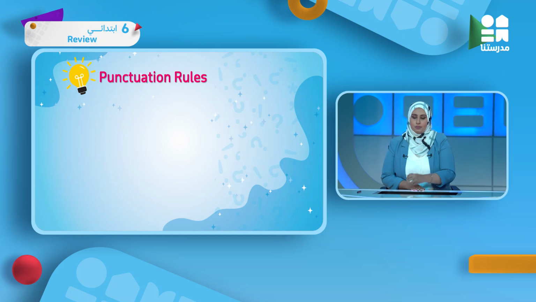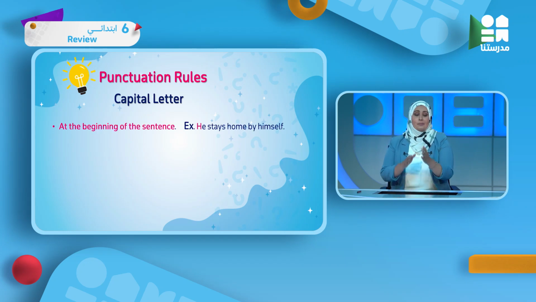Let's revise them together. Now, the first punctuation rule is called the capital letter. When do I put a capital letter? I put a capital letter at the beginning of every sentence. Every time I start a new sentence, I must start it with a capital letter. Let's look at the example. He stays home by himself. He, the H here, it's a new sentence. It has to be written in capital. H has to be capital. So at the beginning of every sentence, I have to put a capital letter.